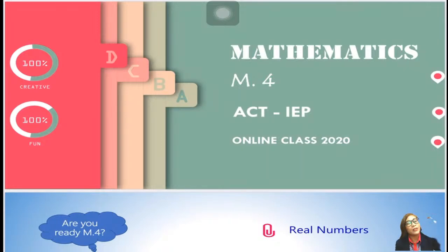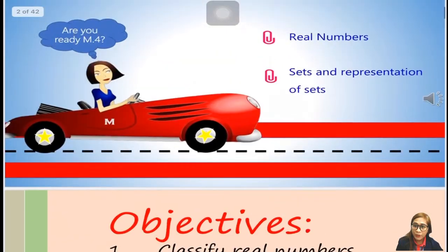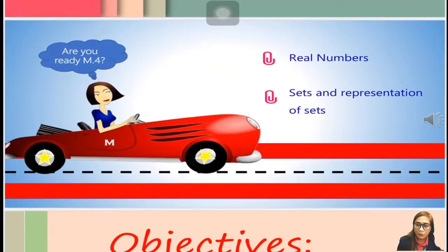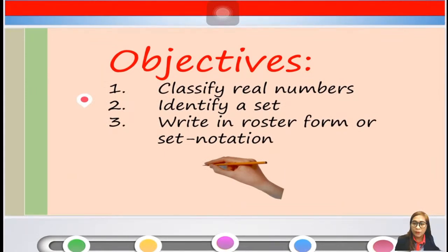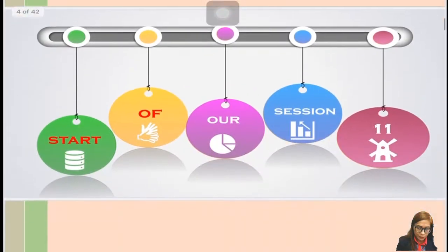Okay, I think we will start now so we can finish the activities for today. My name is Miss Edna and I am your math teacher. Welcome again to our online class. Today, students, we will have real numbers and sets and representation of sets. So we will have two topics for today. The objectives of today's lesson are for you to classify real numbers, identify a set, and write in roster form or set notation. These are the three objectives for today.